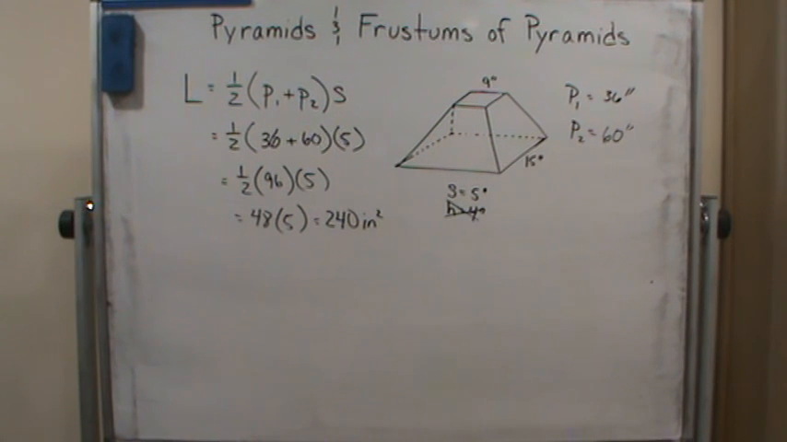Okay? And that's the answer. So the lateral surface area of this frustum is 240 square inches.